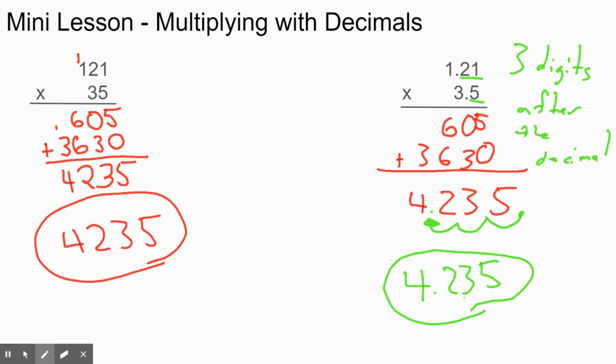The algorithm for this is you multiply the same way as you normally would, count how many digits you have after the decimal, and then move your decimal to the left that many times. If you're wondering why this works, it has to do with multiplying and dividing things by 10. We can get into that later, but for right now, this is what you need to know.